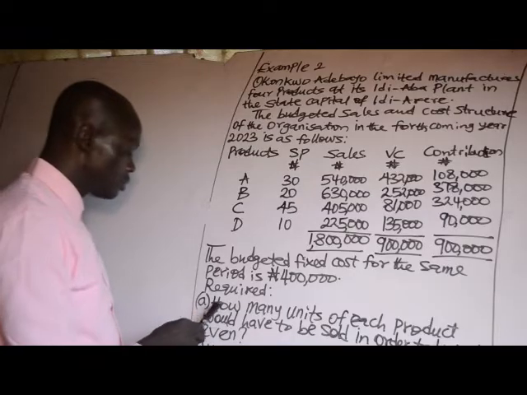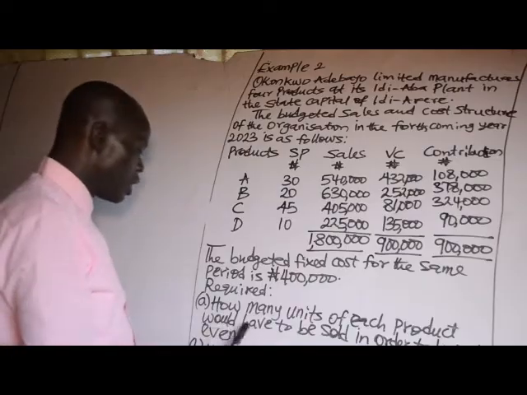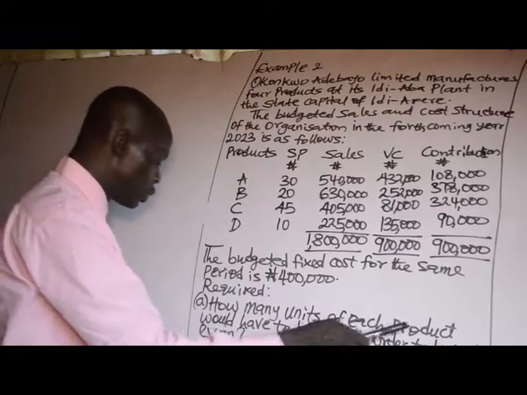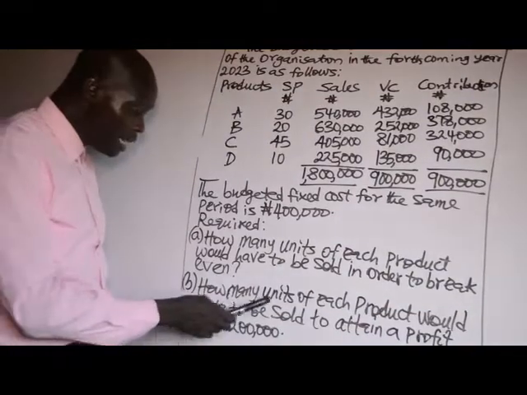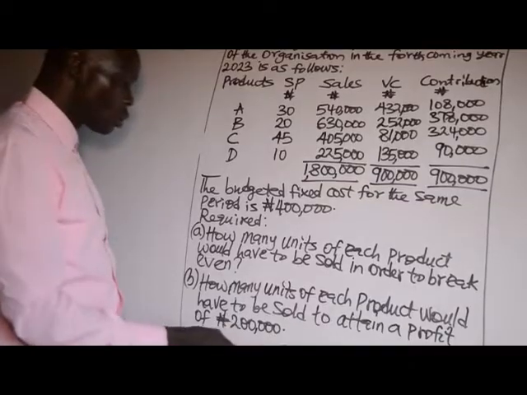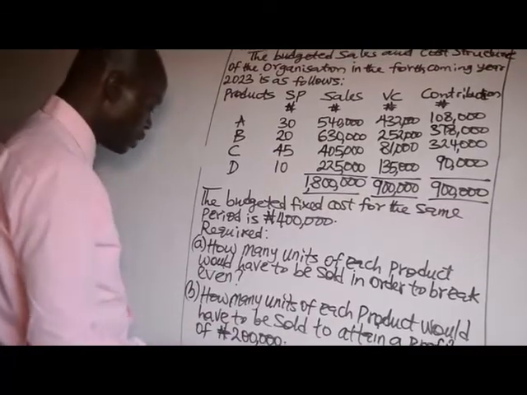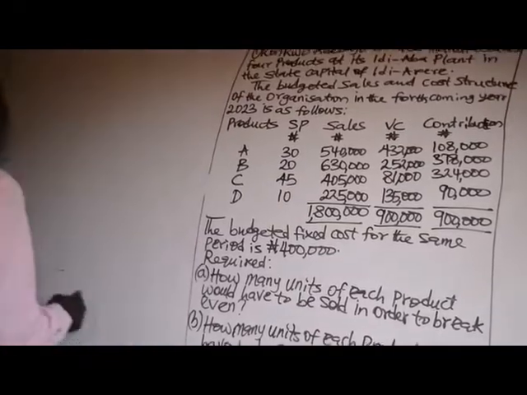Required. A. How many units of each product will have to be sold in order to break even? B. How many units of each product will have to be sold to attain a profit of 200,000 naira? Now, let's have the solution.